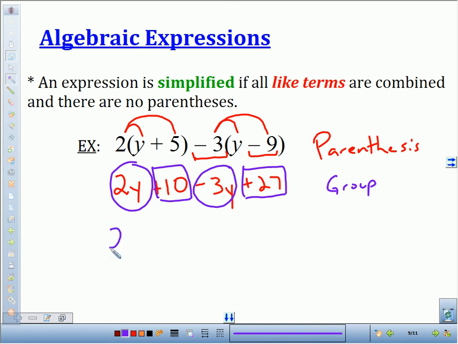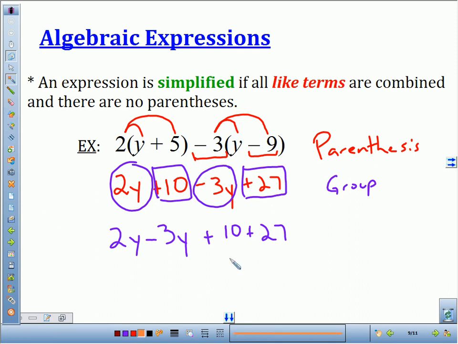So I have 2y minus 3y. I can just move things around as I want to. It really makes no difference as long as anything that's negative stays negative and anything that's positive stays positive. Those are the only requirements. So here I've grouped 2y minus 3y and 10 plus 27. Once I've done that, one last step, and that is to combine.